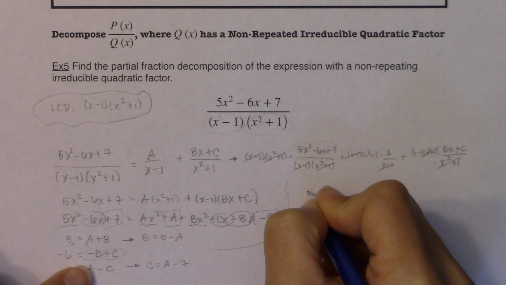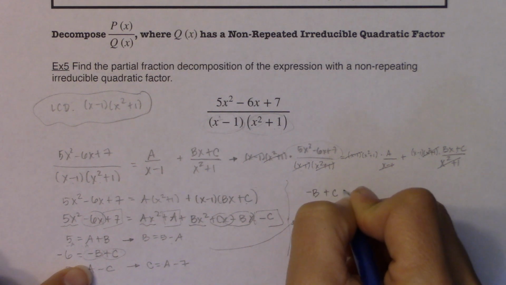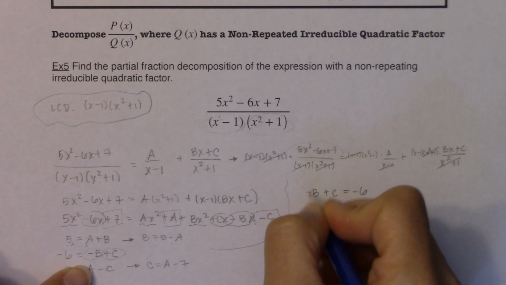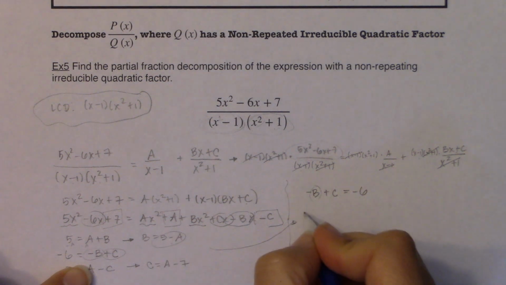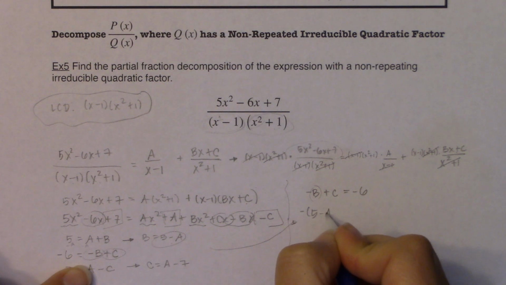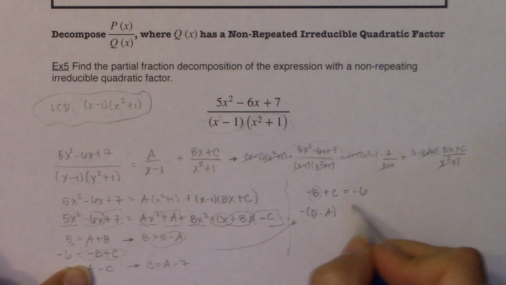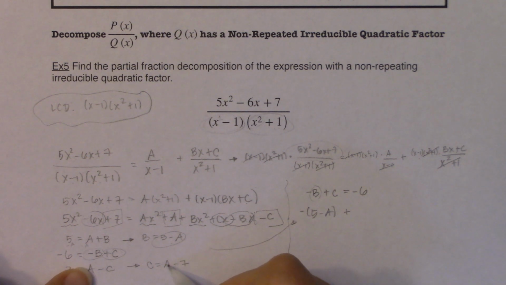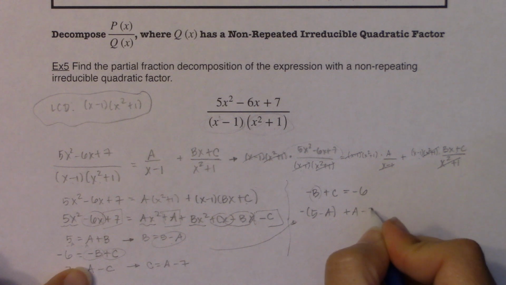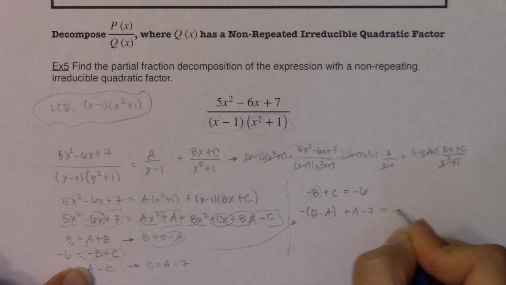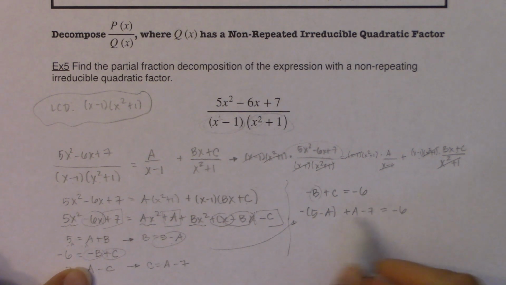So if I have negative b plus c is equal to negative 6, instead of b, I'm going to write 5 minus a. But because that's a binomial, I'm going to protect it with parentheses, right? For c, because it's a plus sign, I don't have to worry about the parentheses. But that minus sign needs to be distributed to both terms. And now you can see I have an equation with just a in it.